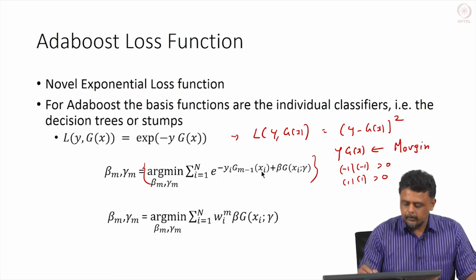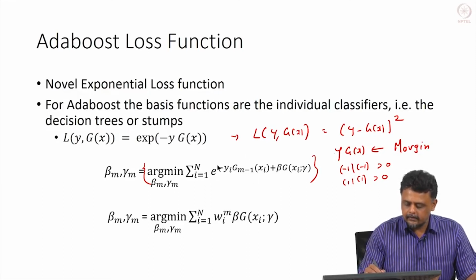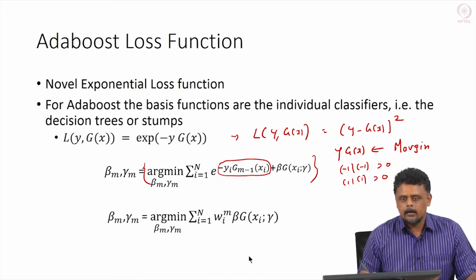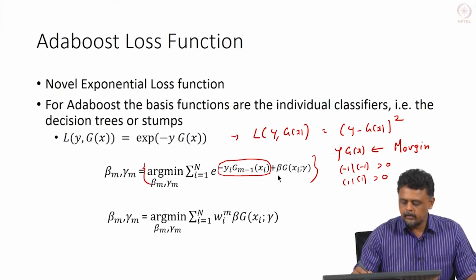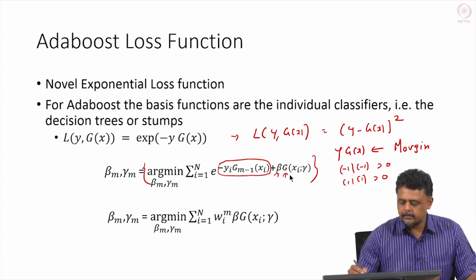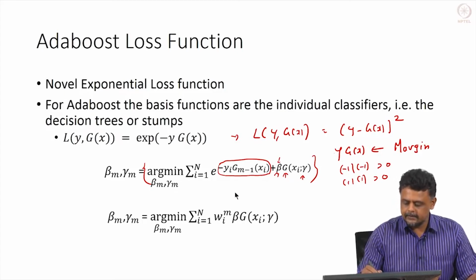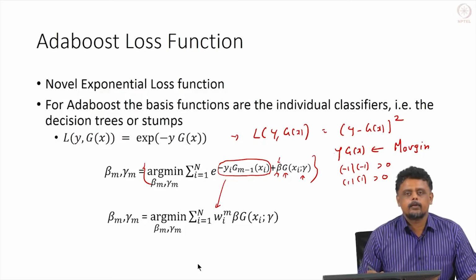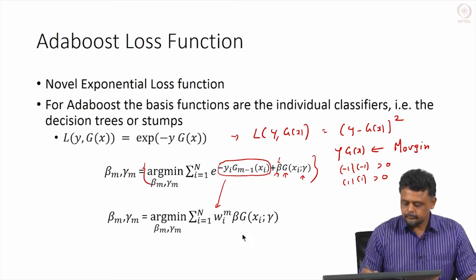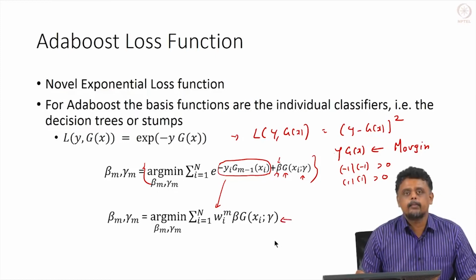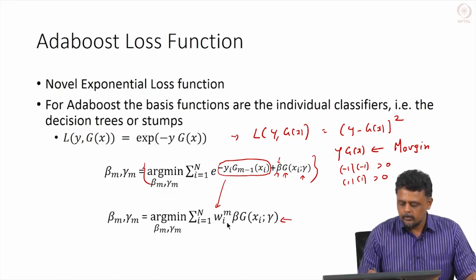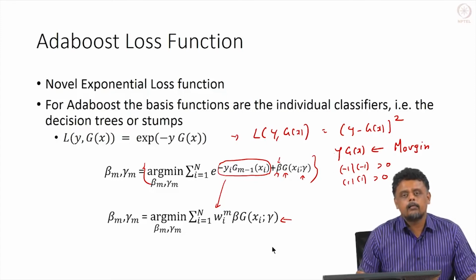We saw earlier that the parameters here are not at all affected by this optimization problem, because we will only be optimizing the parameters of g, in this case gamma and beta at that particular iteration. So we can write this by replacing this with a weight. This is the loss function that we end up optimizing for the AdaBoost algorithm.